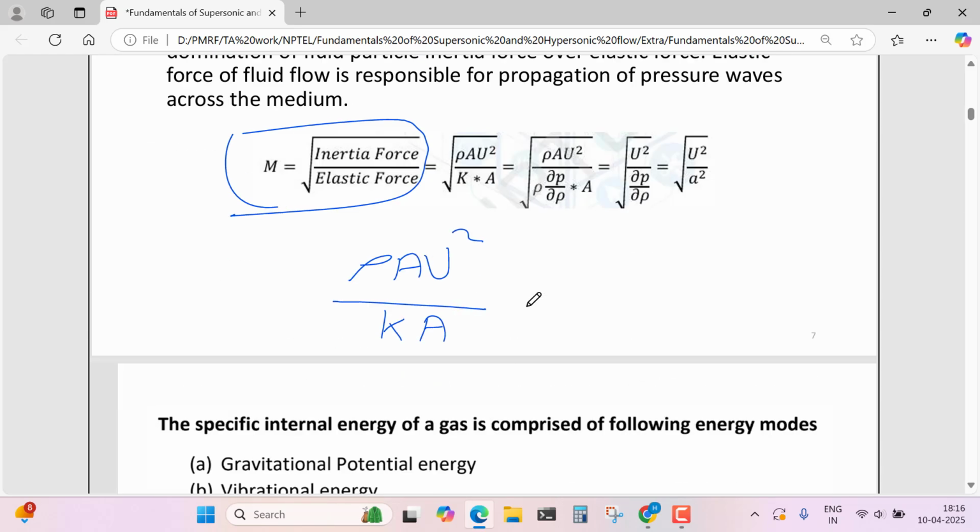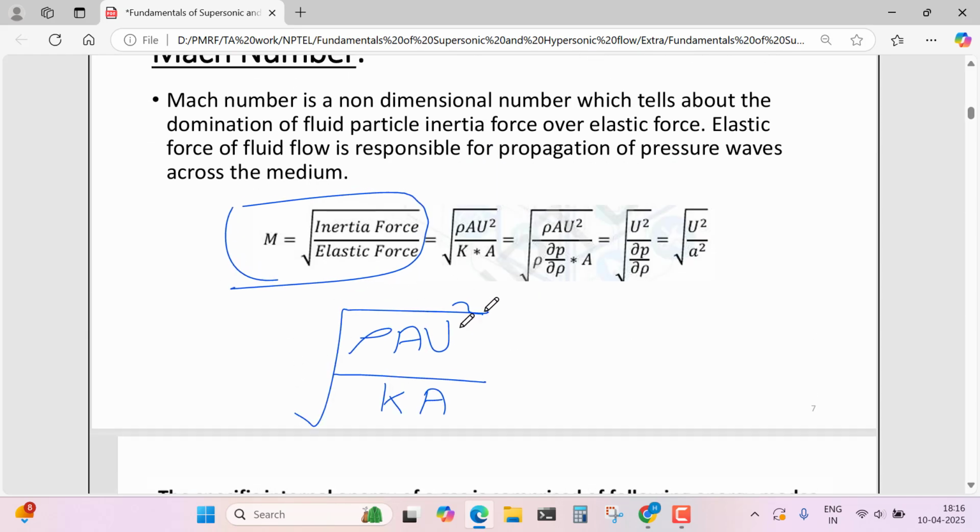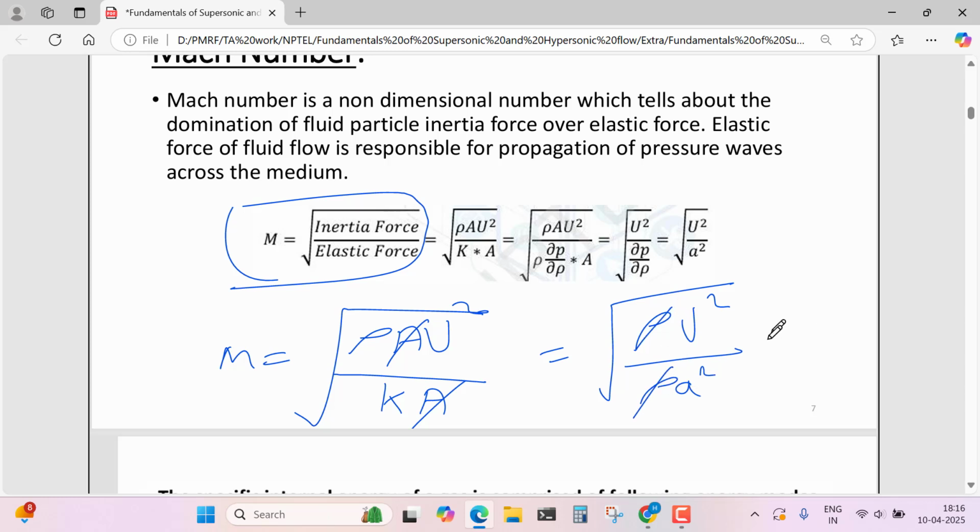So we can directly substitute it here. This Mach number is given by this. A will cancel, so we get under rho u square. And what is K? K is rho a square. Rho will cancel and we will get u upon a, where a is the speed of sound.